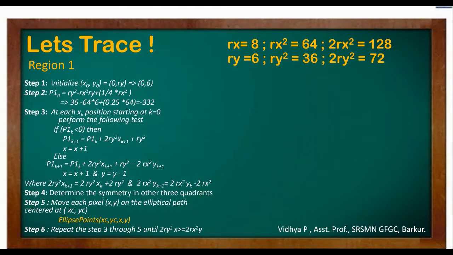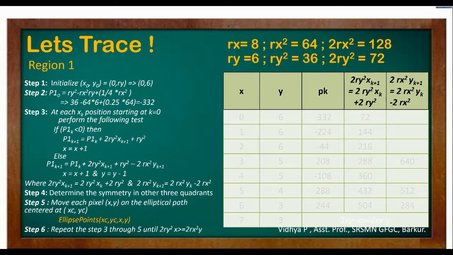Rx square is equal to 64, 2 Rx square is equal to 128. Ry is equal to 6, Ry square is equal to 36, and 2 Ry square is equal to 72. So now when we initialize, x and y will become 0, 6. And when you calculate P1 naught, the value will be 332. And when x is equal to 0, this will be only 2 ry square, that is 72. Since pk is positive, we just go for incrementing x value and we keep the same y value.